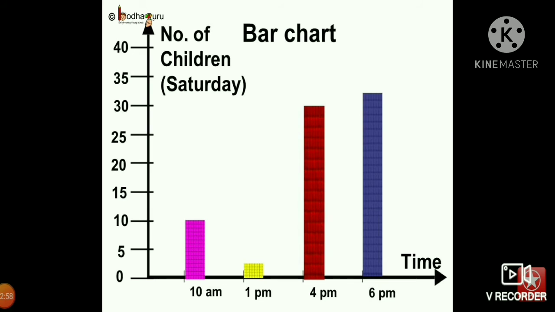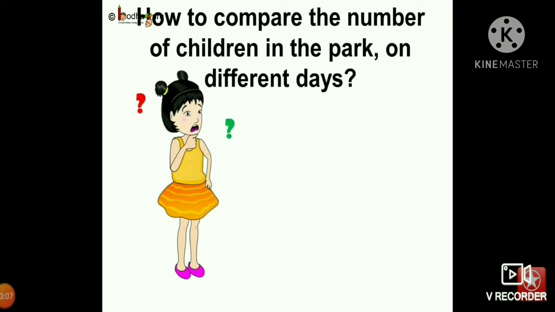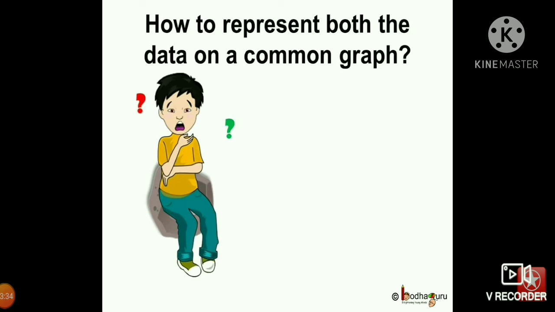See this bar graph here. What can you understand? For 10 a.m., how many students came? 1 p.m., 4 p.m. and 6 p.m. So just to compare those two, how do we compare the number of children in the park on different days? What do we have to do? Even Sunday and Saturday, how can you represent those two datas in only one graph? Can you do this? Can you compare this? How to represent both the datas on a common graph?